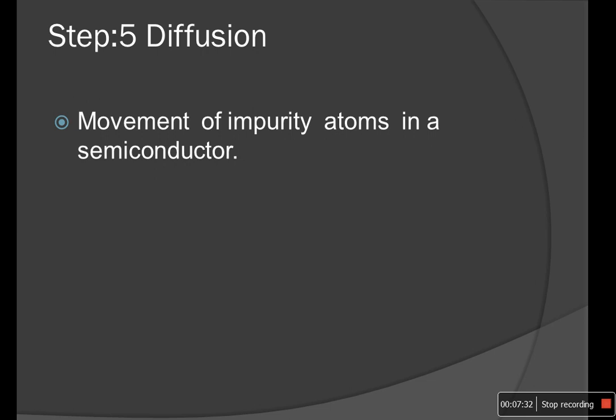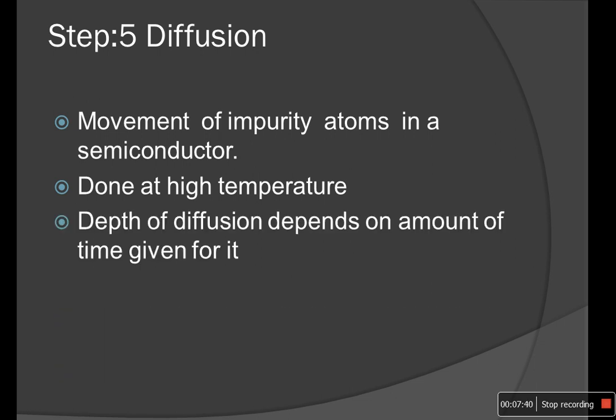The next step is diffusion. Diffusion is nothing but movement of impurity atoms in a semiconductor. It is done at high temperature. The depth of the diffusion depends on the amount of time given for it. So diffusion is the movement of impurity atoms in a semiconductor, done at high temperature.